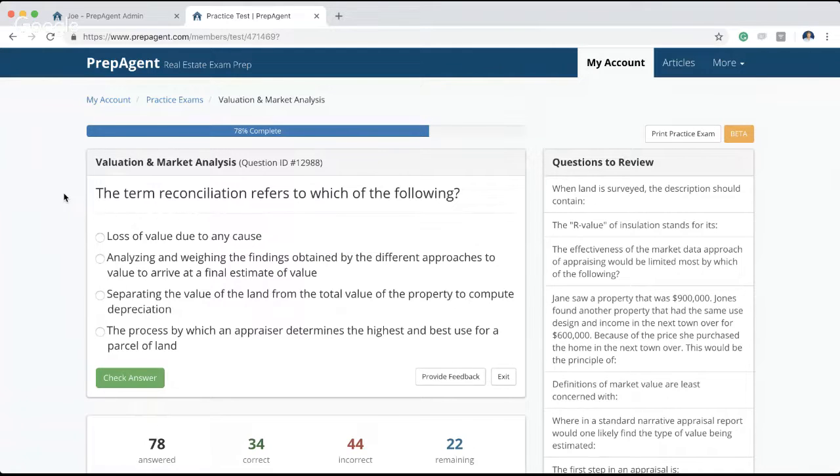Okay, here we go. The term reconciliation refers to which of the following? A, loss of value due to any cause. B, analyzing and weighing the findings obtained by the different approaches to value to arrive at the final estimated value. C, separating the value of the land from the total value of the property to compute depreciation. D, the process by which an appraiser determines the highest and best use for a parcel of land. What do you guys think?